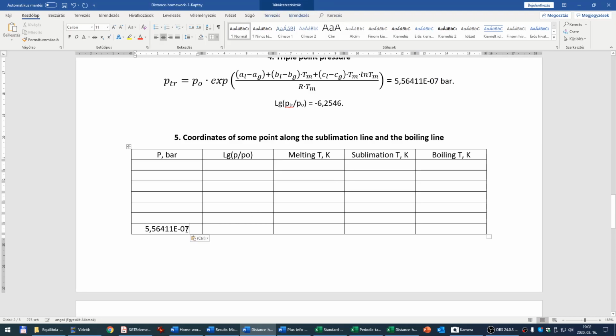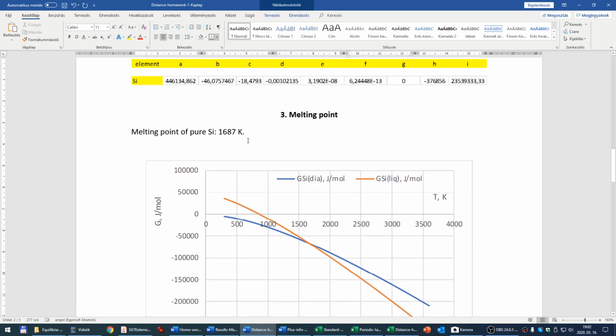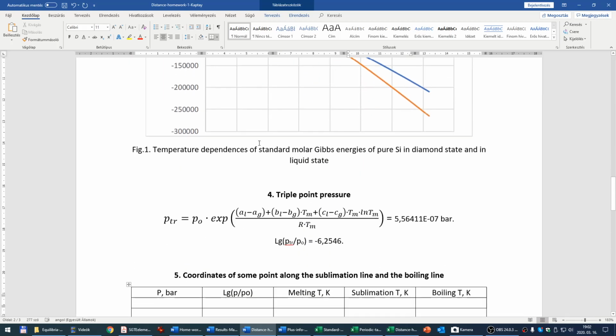Let me put it here, and the log I put here. These are my starting points. At this pressure, I am sure that the melting point is 1687 Kelvin. You remember? 1687 Kelvin, melting point.